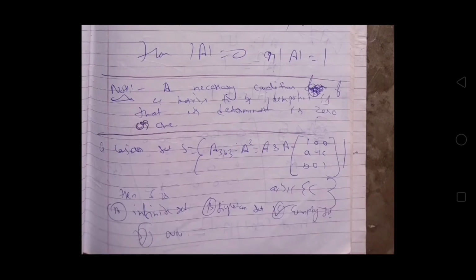Now see this question. If S is a set which contains matrices of order 3 cross 3 such that A square is equal to A and A is equal to this matrix, a, b, c belong to C. Now you can see that this is a collection of idempotent matrices and the determinant of A is not equal to 0 or 1. So this matrix set is an empty set.